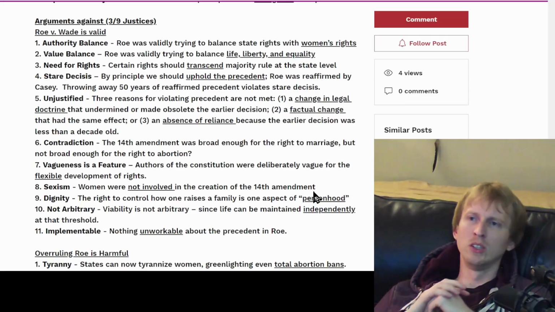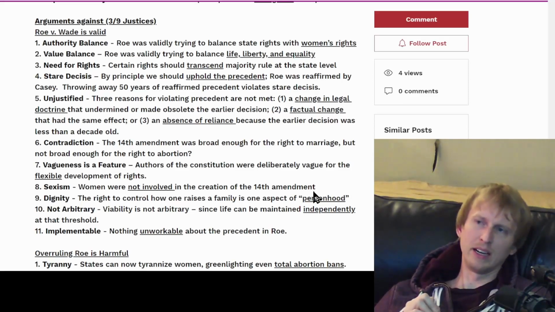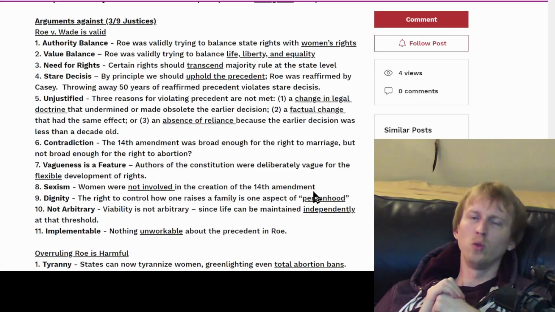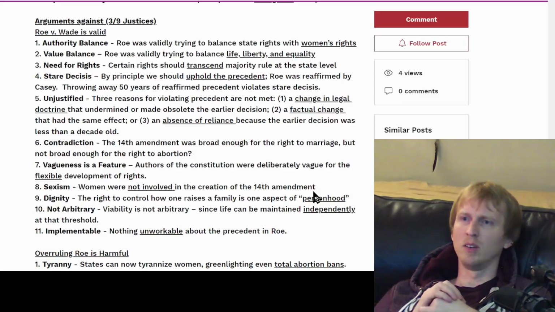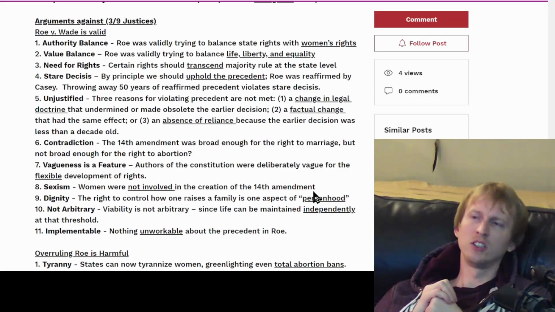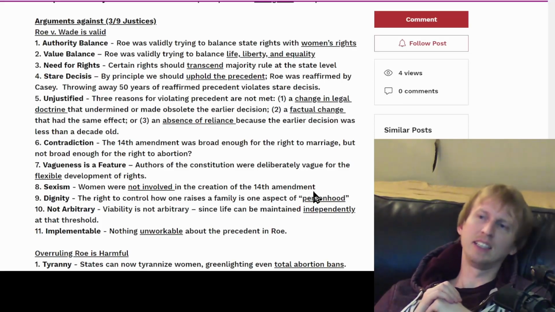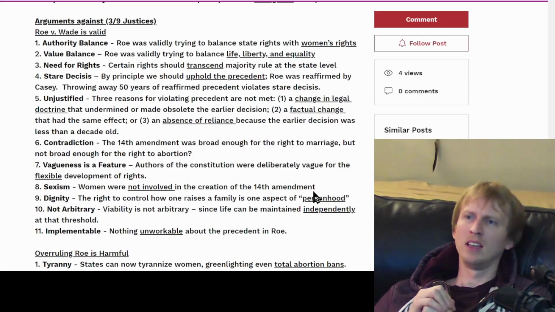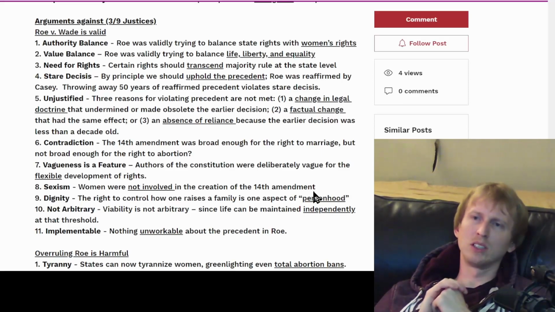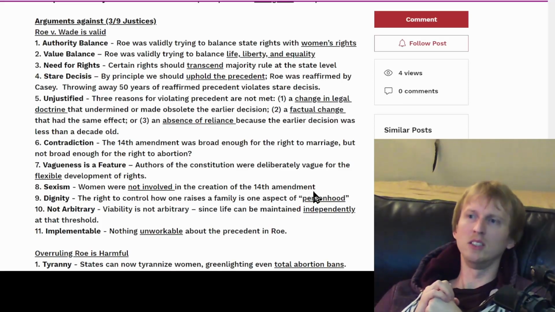We need the court to uphold our rights, and we need them to validate our rights. And if the Constitution gives us rights, those rights need to be interpreted properly so that we have all the rights that we should have. And certain rights should transcend majority rule at the state level. There are certain rights that should be universal, and it's not appropriate to send all of the authority for rights to the states, because that gives the states the power to invalidate rights that should be universal. So it is the job of the Supreme Court to safeguard those things that should be universal rights.